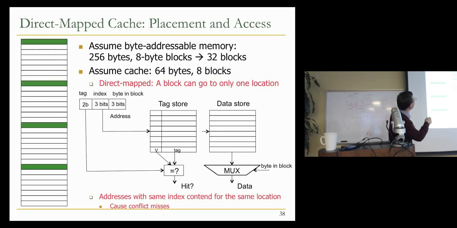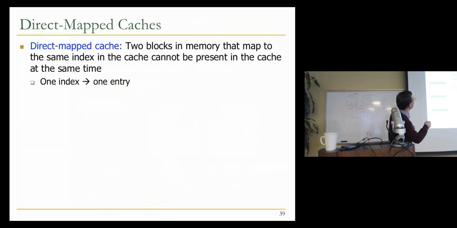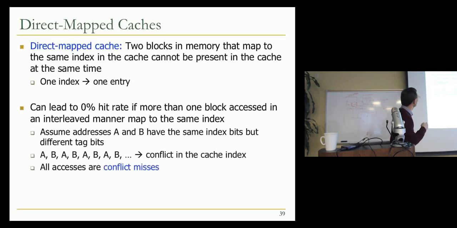The tag bits of this are 0, 0. The tag bits of this are 0, 1. Okay. So all of the accesses here are conflict misses. So how do we actually eliminate this, or reduce the amount of conflict misses, if you will?